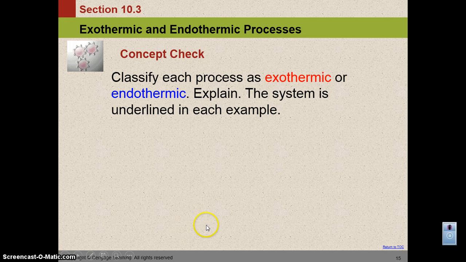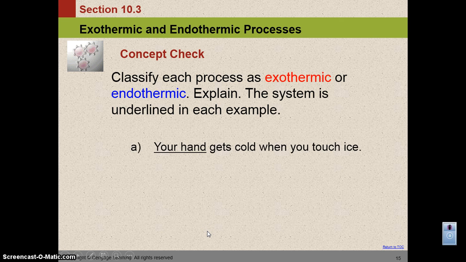Okay, let's look at some more examples. We're going to classify each of these processes as being exothermic or endothermic, and we're going to talk about an explanation for each one of these. Your hand gets cold when you touch ice. Is that an endothermic or an exothermic reaction for your hand? It gets cold when you touch ice. The correct answer is exothermic because heat energy leaves your hand and moves into the ice. So when we're talking about your hand, heat's going to leave it and go to the ice. It's an exothermic reaction.